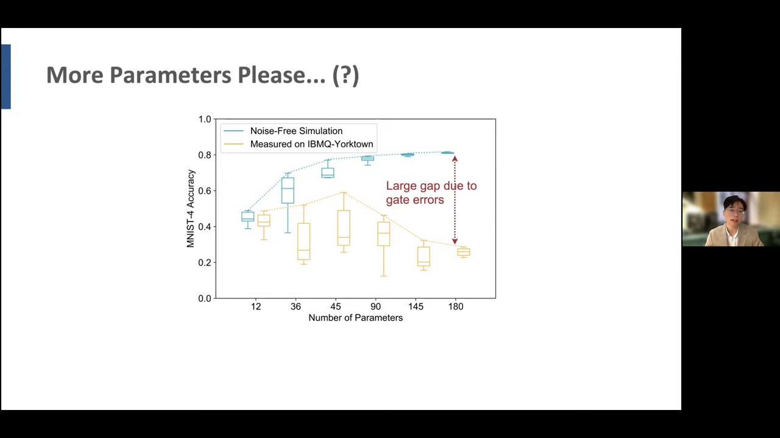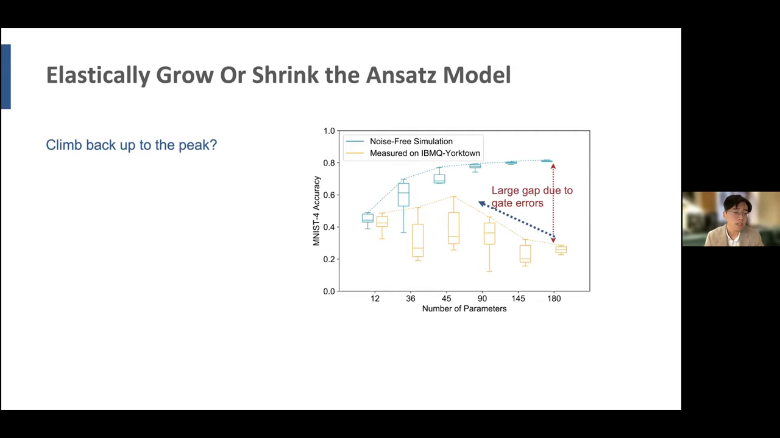So we would ideally like to grow and shrink the on-site model in the context of number of parameters, for example, to really fit our model onto the hardware better. In other words, climb back up to the top of the peak in the performance.